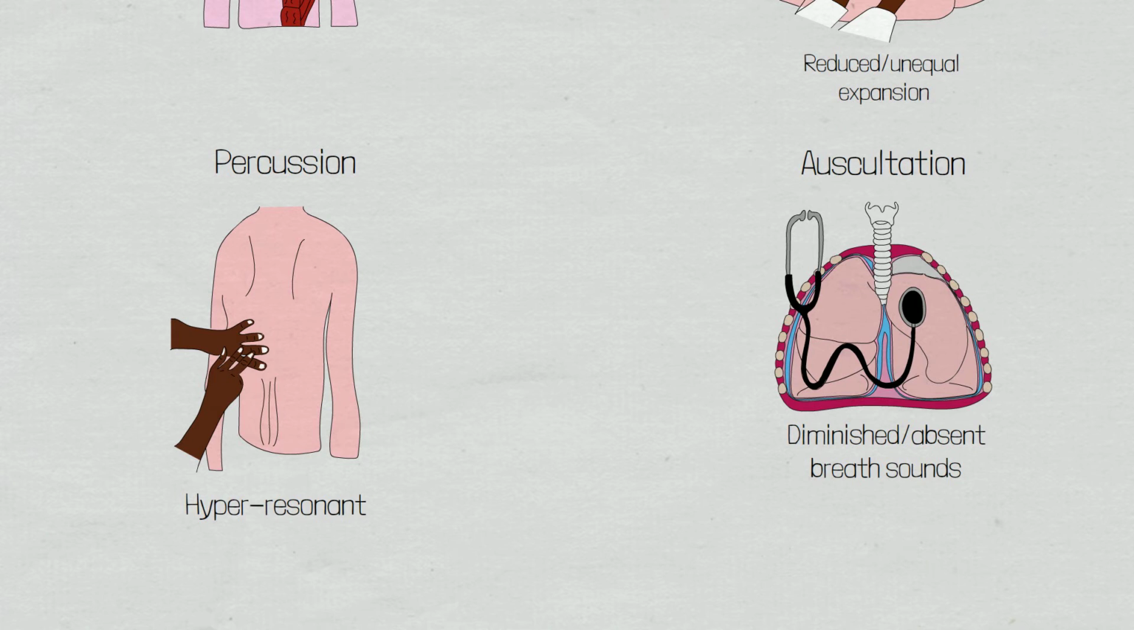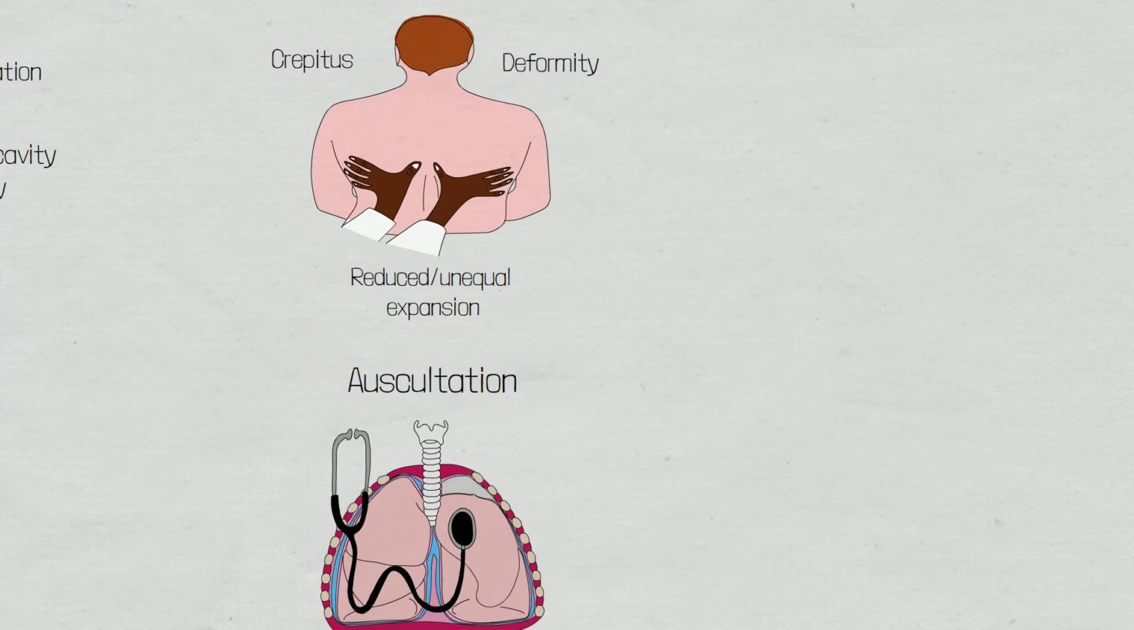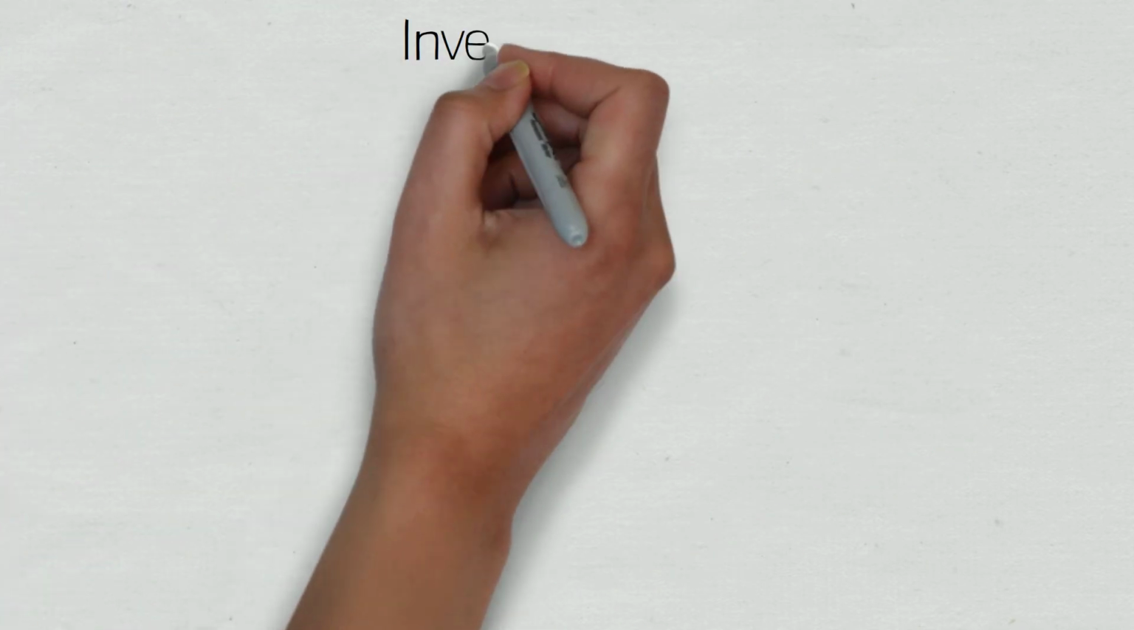Now we have identified what signs and symptoms may be present in a pneumothorax and tension pneumothorax, as well as the assessment method that will help identify these manifestations. Let's move on to look at further investigations that can be used to help in the diagnosis.